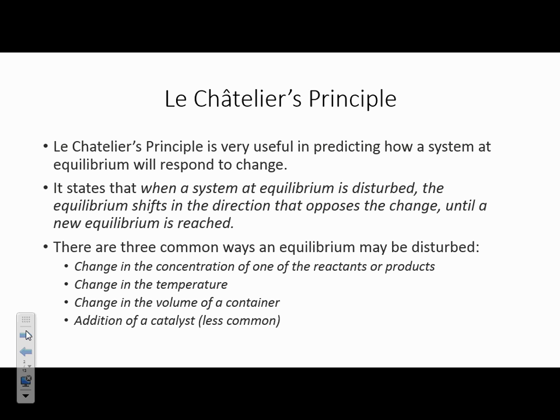Students do have to be able to define Le Chatelier's principle, and the textbook definition is: when a system at equilibrium is disturbed, the equilibrium shifts in the direction that opposes the change until a new equilibrium is reached. So basically, whatever you do to the system, it has to do something to return itself to a new equilibrium.